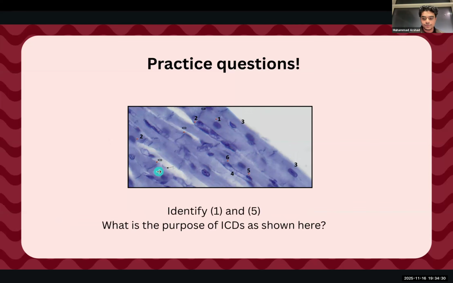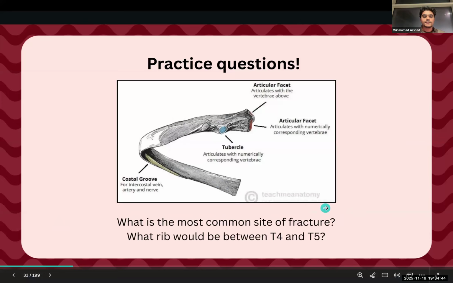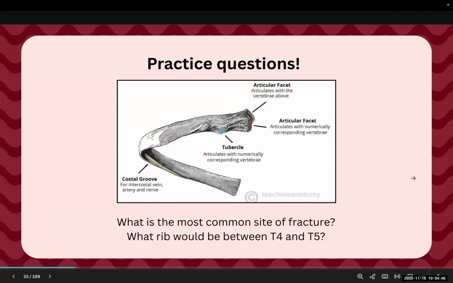So it's called a gap junction, which your colleague mentioned. It's a gap junction, and it helps conduct electricity between the different cells, and it also helps for uniform contraction. And that's something called physiological syncytium. Okay, thank you. No problem.